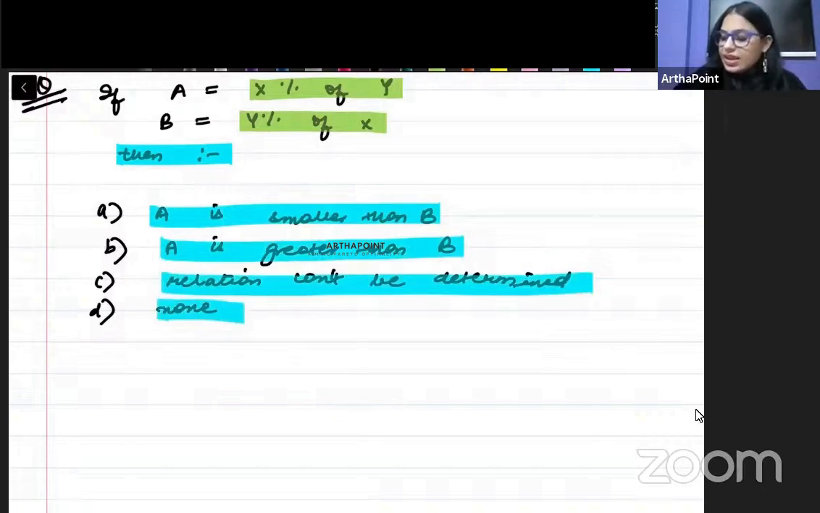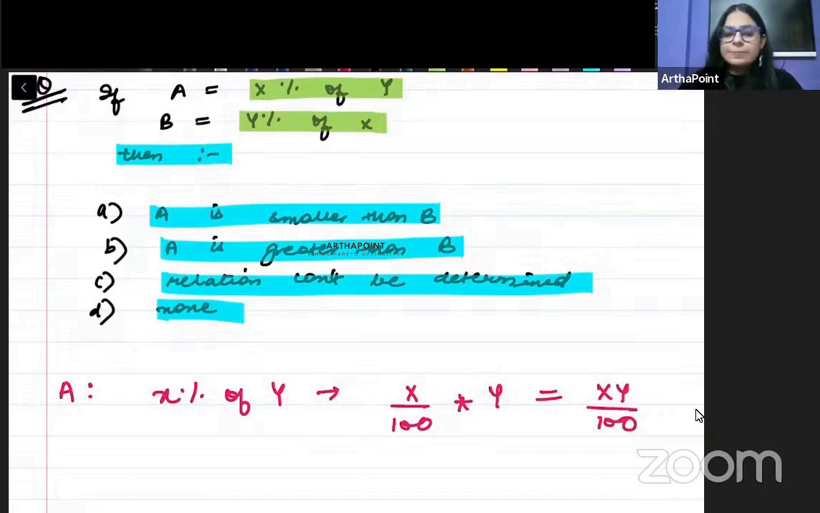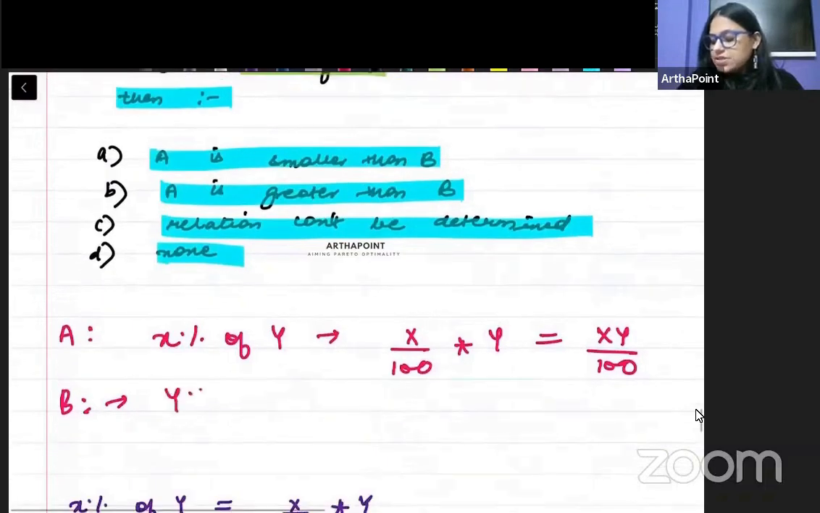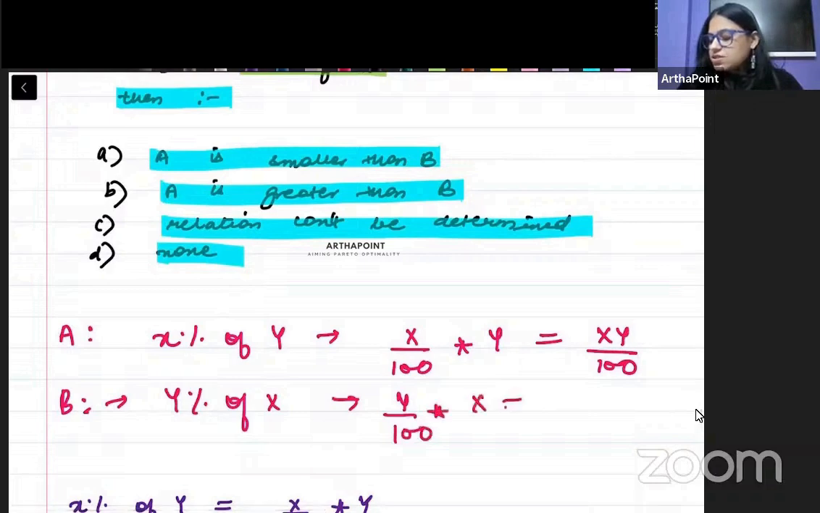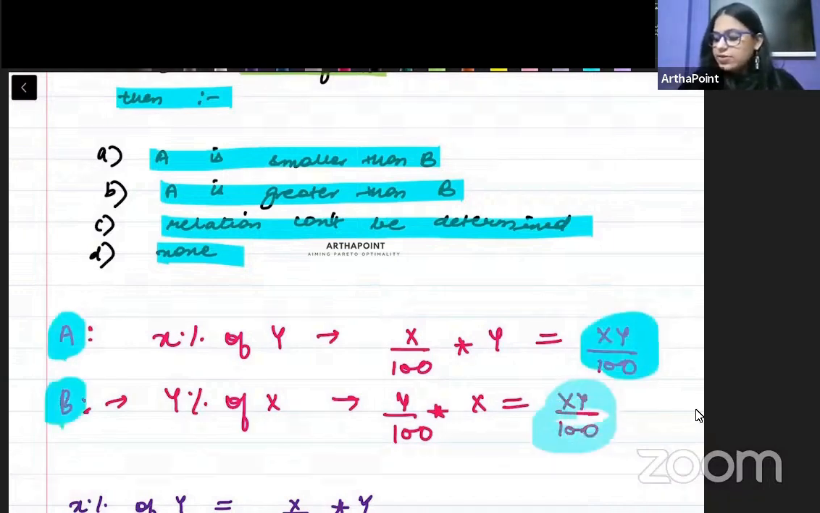Dekho, A is defined as x% of y. So it will be x% of y. So xy by 100. ये हो गया A. Beta, B is defined as y% of x. So y by 100 into x. So it will also be xy by 100. So if I just notice, A is also xy by 100. B is also xy by 100. So both of the numbers are same only, na?